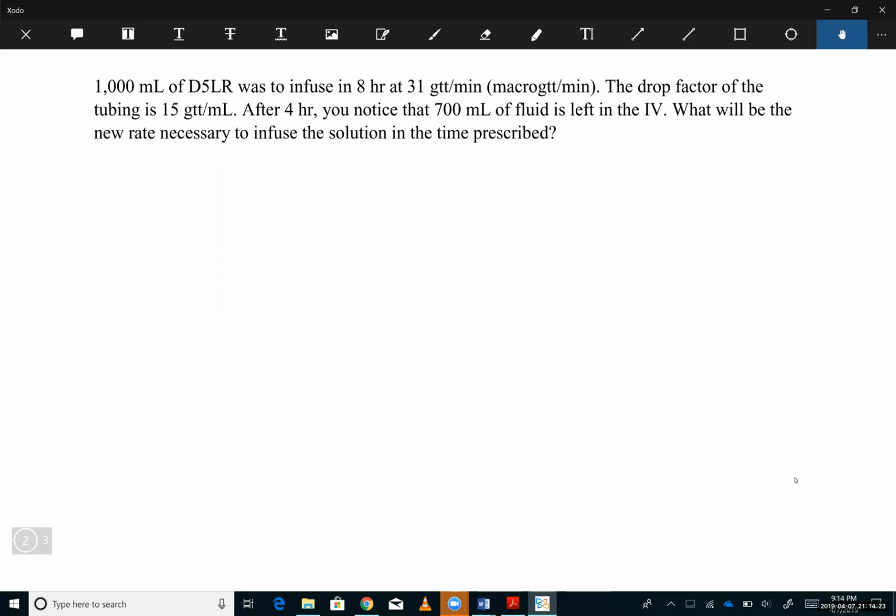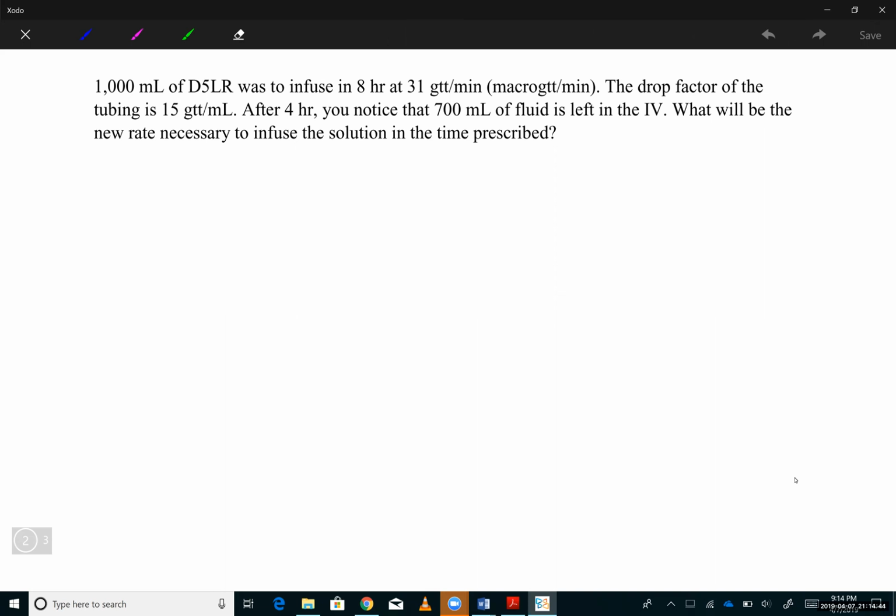We are told that we have 1,000 milliliters of D5LR to infuse in 8 hours at a rate of 31 drops per minute. The drop factor of the tubing is 15 drops per milliliter. After 4 hours, you notice that 700 milliliters of fluid is left in the IV.